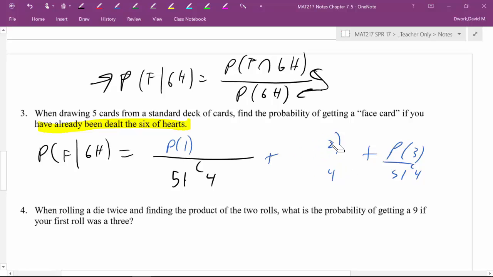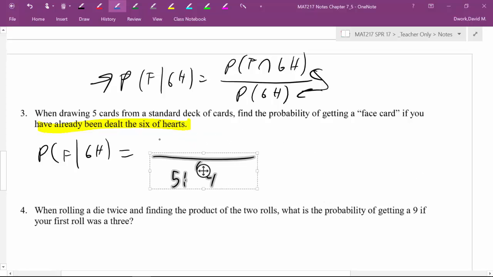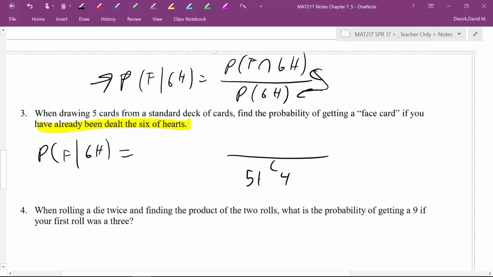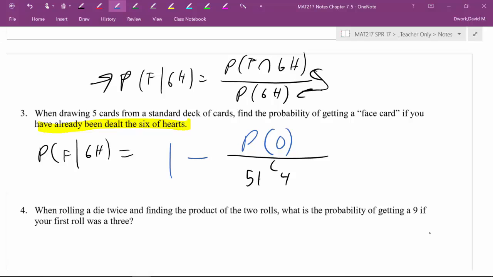So instead, why don't we do it the other way? Why don't we do the complement? Why don't we do 1 minus the probability of me getting none of them? And then that'll be the same as the probability of me getting 1 or more face cards. Sounds like an easier way of doing it.